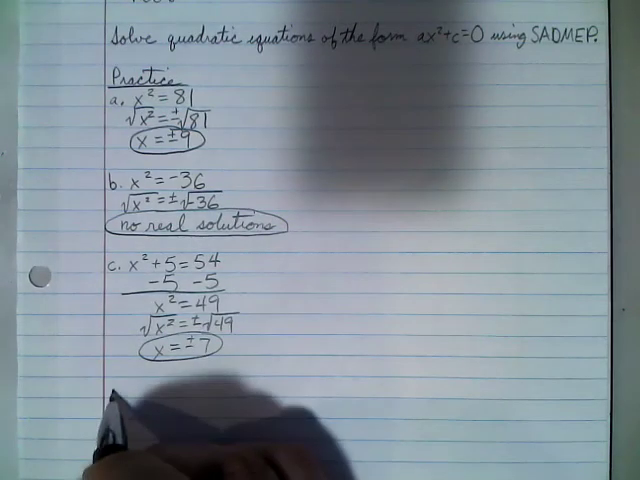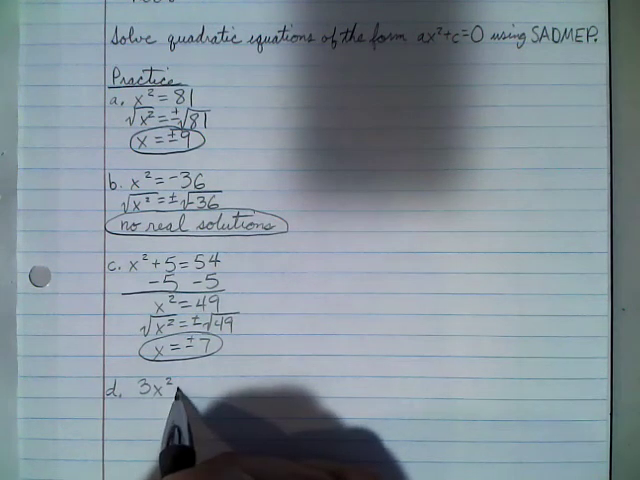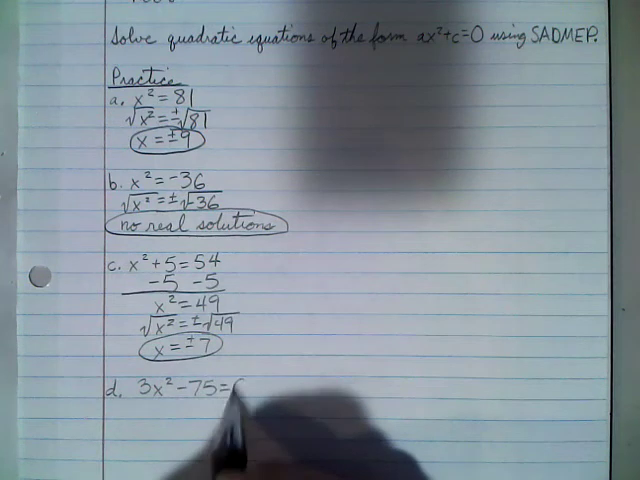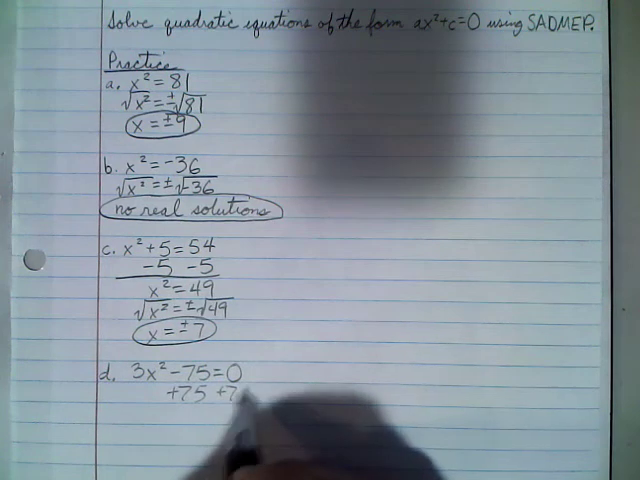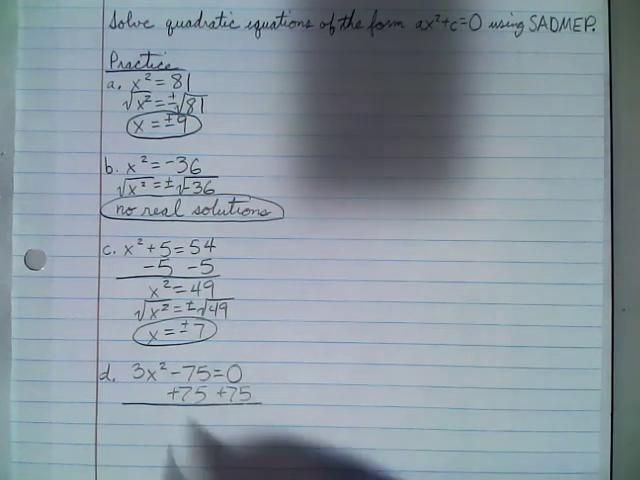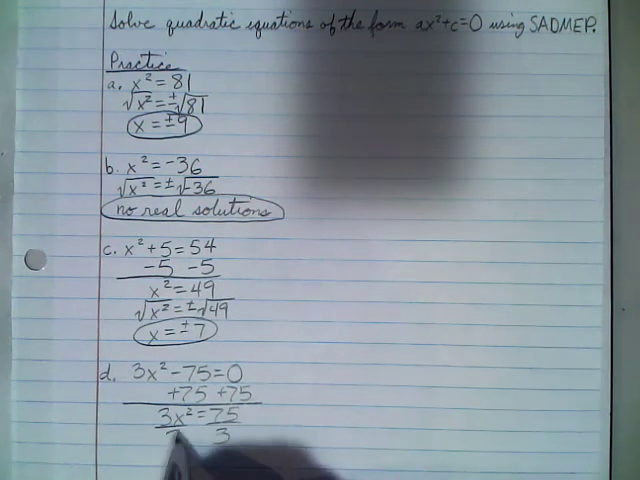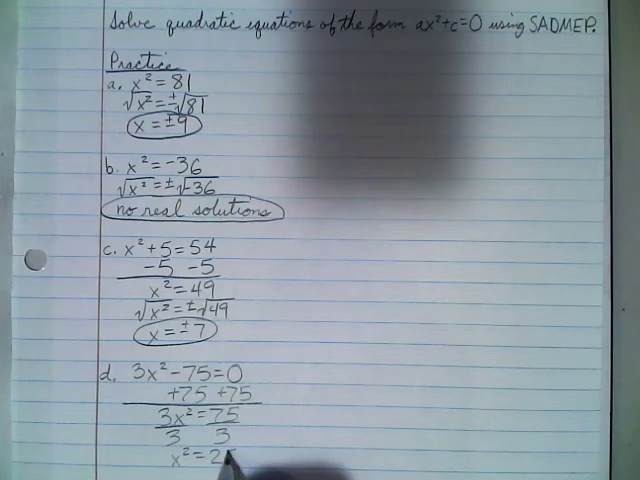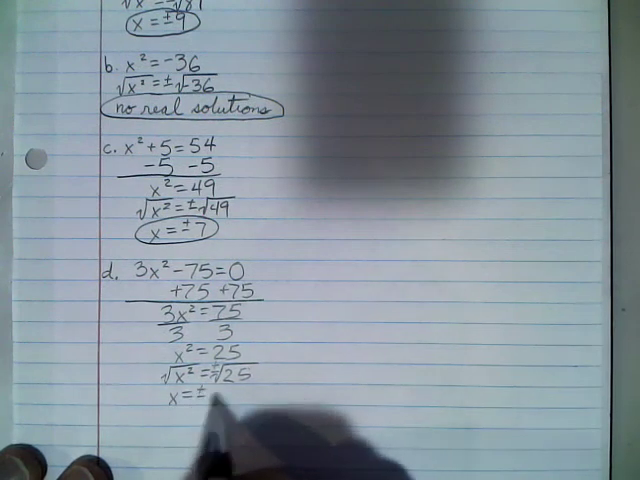D, I have 3x squared minus 75 equals 0. So I will add 75 to both sides. And I get 3x squared equals 75. Divide both sides by 3 now. x squared equals 25. And to cancel out the square, we'll take the square root of both sides, but don't forget plus or minus to make it a true square root. So simplify that, x equals plus or minus 5.